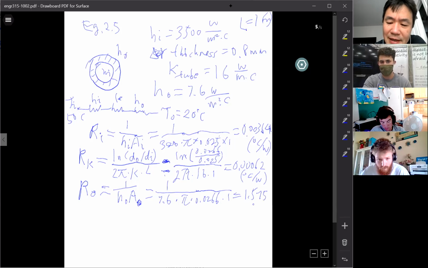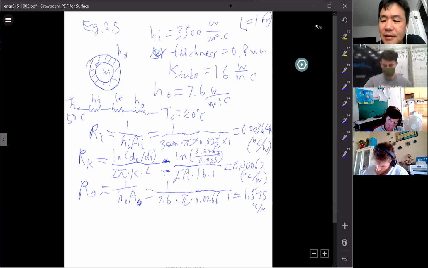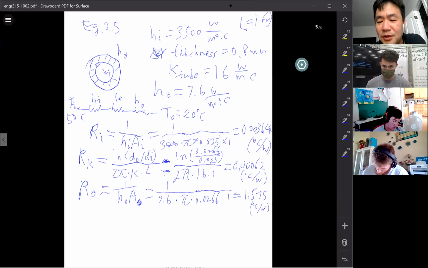Why are you timing by 1 again? Oh, it's a unit length. Unit length, you don't need to worry about unit length. Basically, you can just specify unit length in the SI system, which is 1 meter. Okay. Or you can calculate the Q divided by L. That's called unit length, heat transfer per unit length, right?